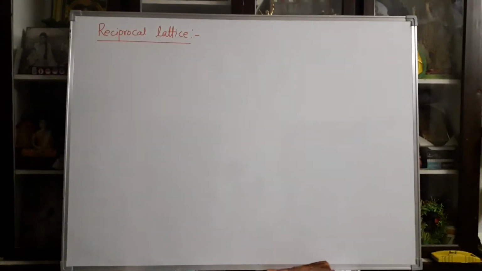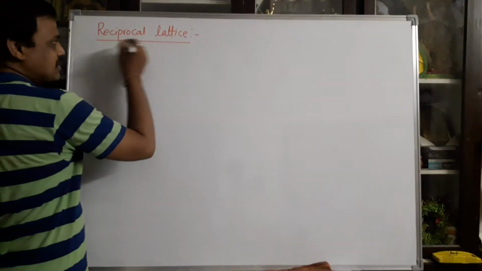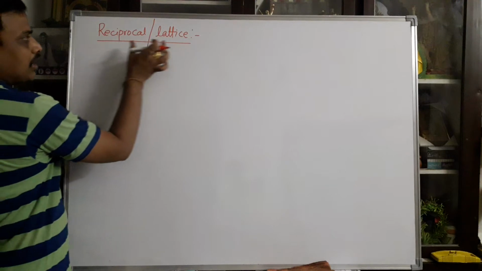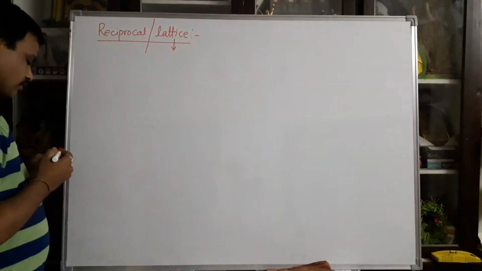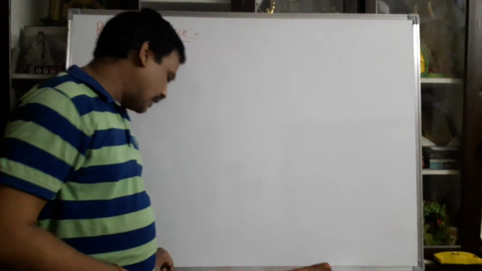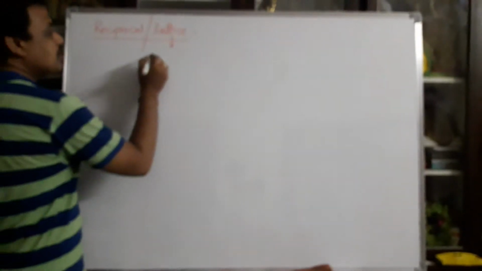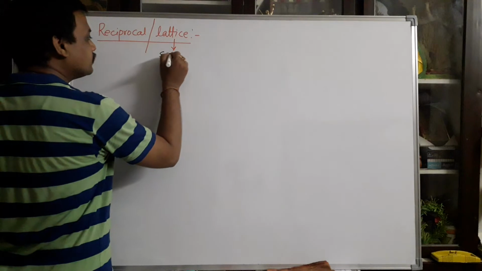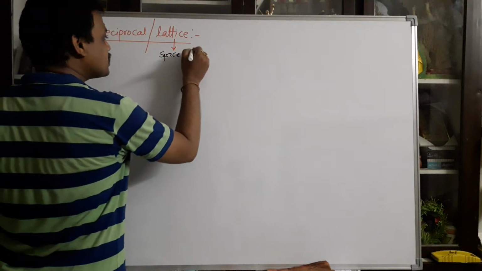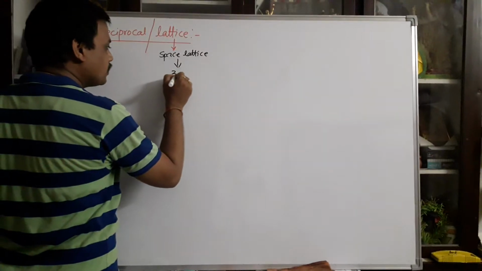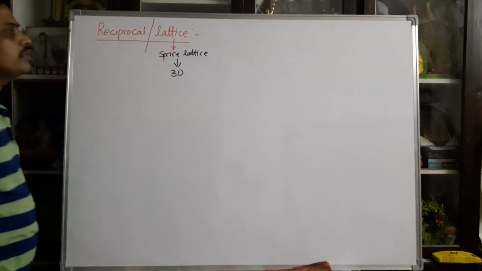What is reciprocal lattice? In a general way, this topic can be split into two words: one is reciprocal, another one is lattice. Each and everyone knows lattice. What is lattice? Lattice is nothing but space lattice. Space lattice exists with respect to a three-dimensional point of view. That is lattice, nothing but space lattice.